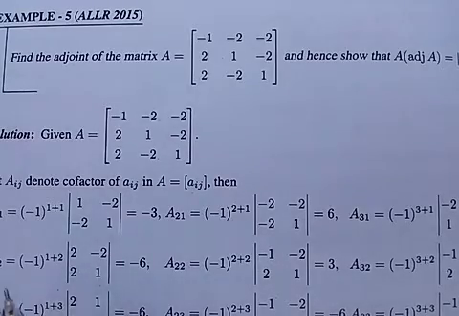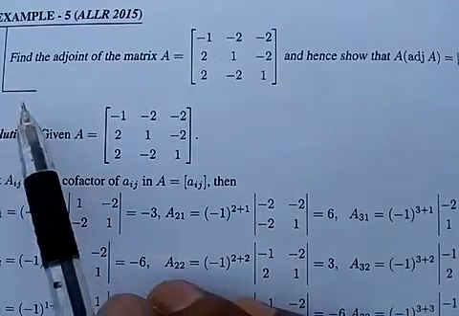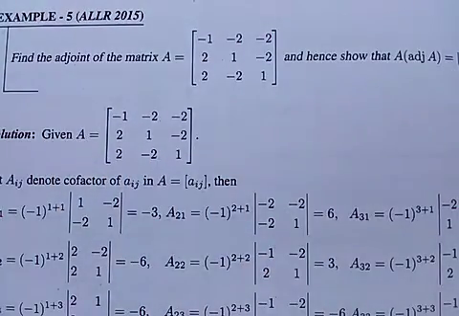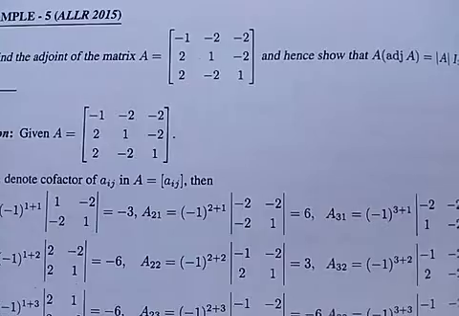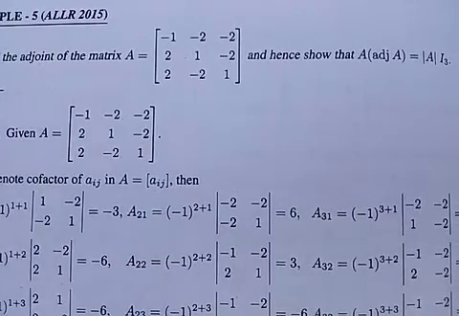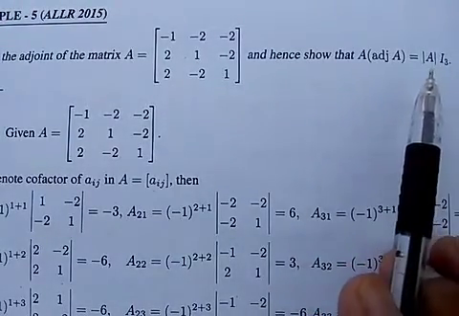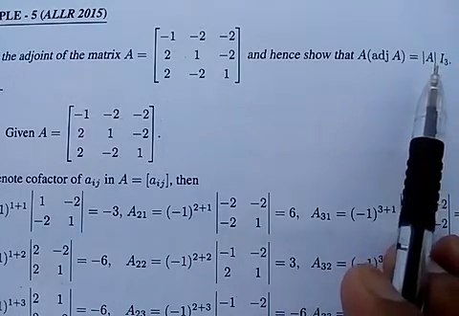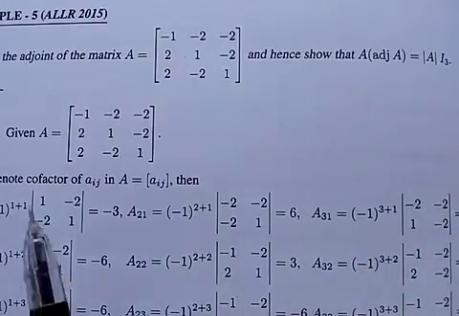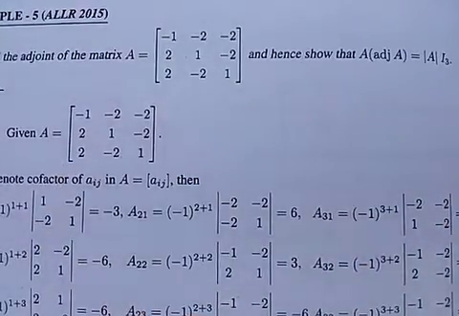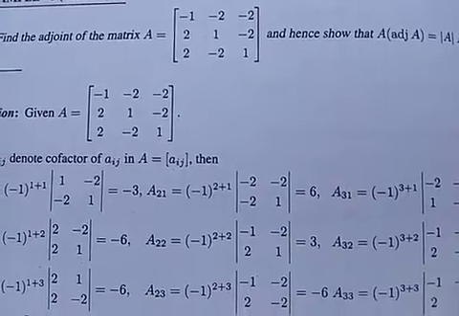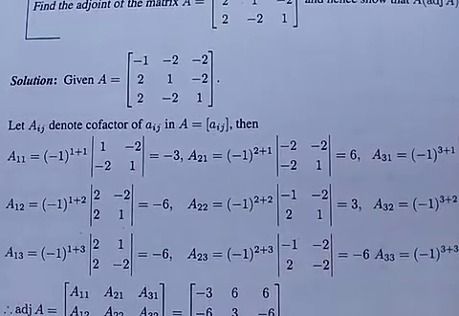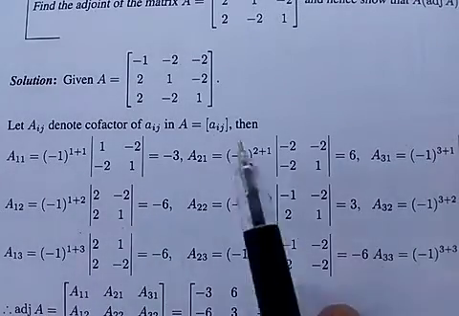Now we will discuss some important questions using properties of adjoint. Find the adjoint of matrix A and hence show that A multiplied by adjoint of A equals determinant of A multiplied by the identity matrix of order 3. First of all, find the cofactors of the given matrix A. We can write the cofactors of elements A11, A12, A13 and so on.